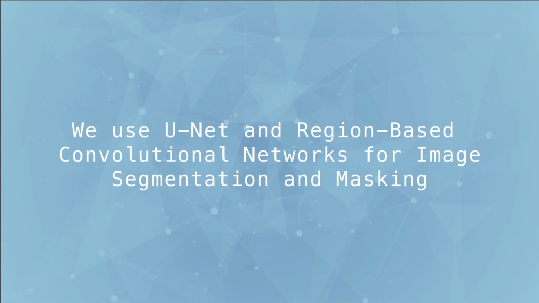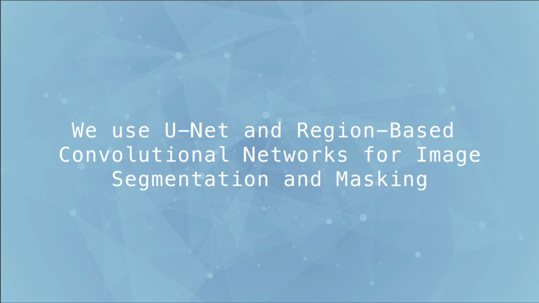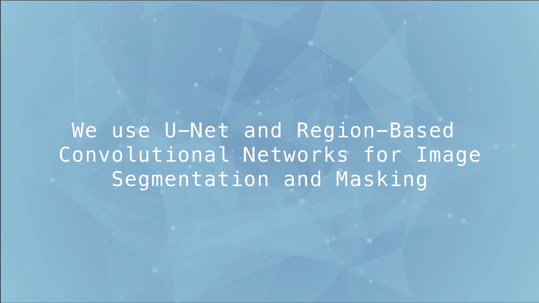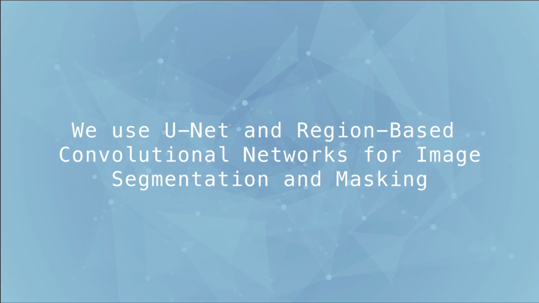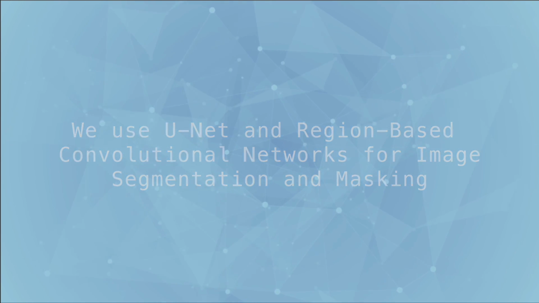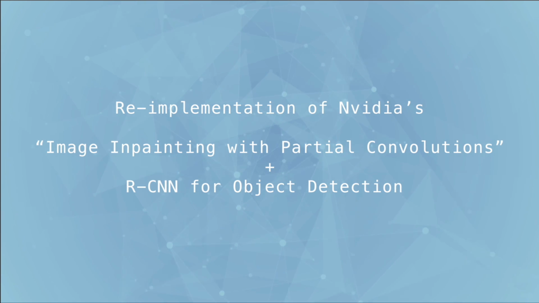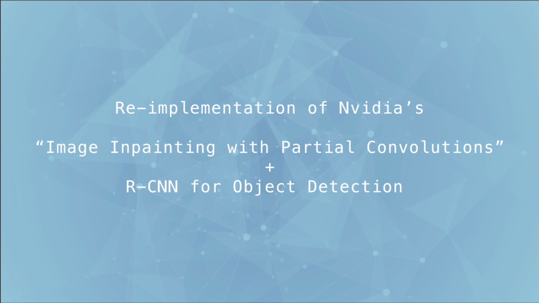We use a region-based convolutional neural network to mask out identified objects in the frame, and the concept of partial convolutions applied to UNet to manipulate those sections of the frame. Our work is a re-implementation of NVIDIA's paper on image inpainting, and we extend this by adding object detection to it. Here's how it works.